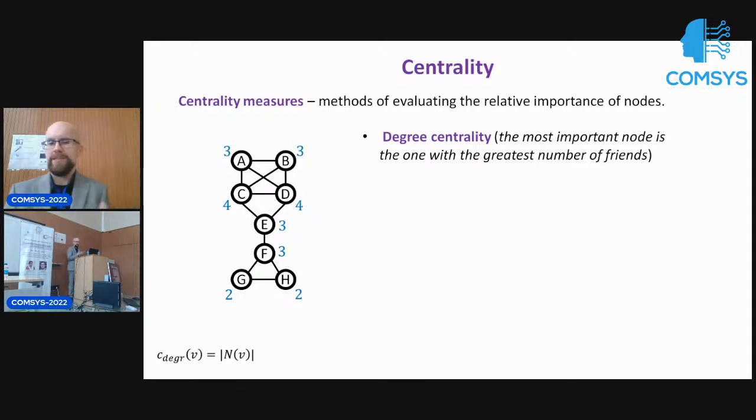So degree centrality, the intuition behind it is that the most important node in the network is the one who has the greatest number of friends. So degree centrality is just measured as the number of friends, as the degree of a node.